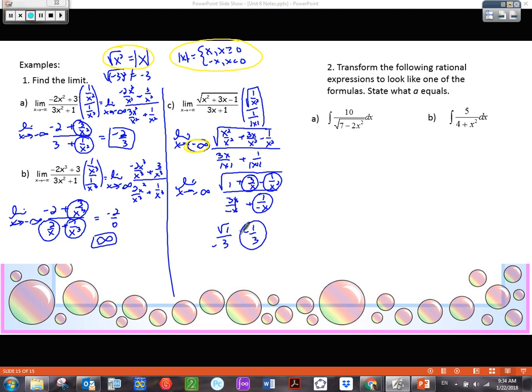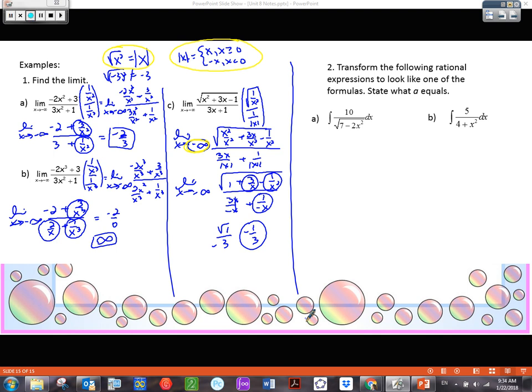What do you think my answer would have been had I gone to positive infinity? Just 1/3, right? Just 1/3. So it really makes a big difference. Okay? Are we okay with that? All right. So now we move to the part of the lesson where we're just matching formulas. Okay, we're just matching formulas.